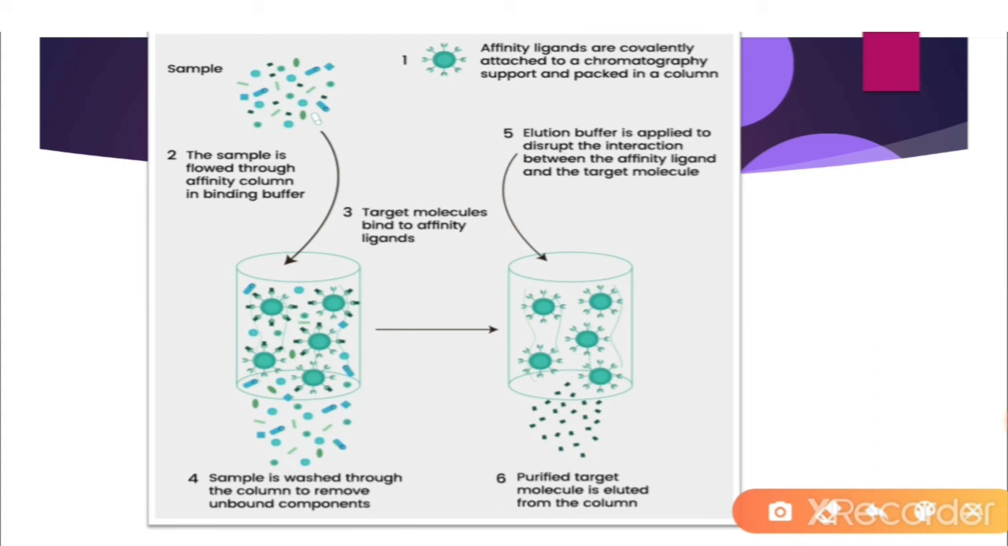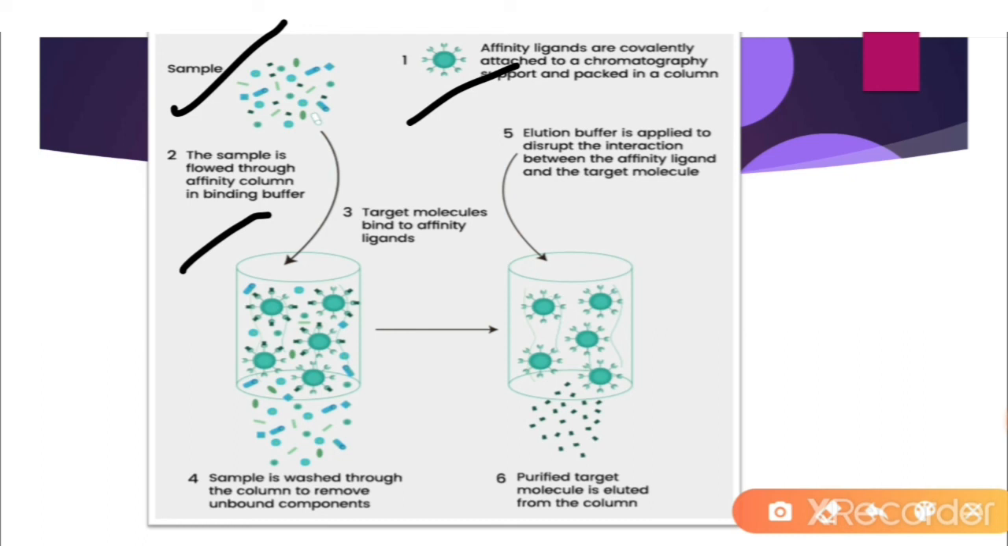Now mostly affinity chromatography is used. Here the affinity ligands are covalently attached to the chromatography support packed in a column. In affinity chromatography, mainly covalent ligands are used in the packing. Now this is the sample. What we have to do is add the sample in this test beaker or test tube, where we add the sample and the affinity ligands also.